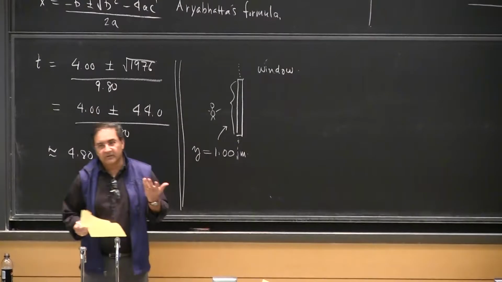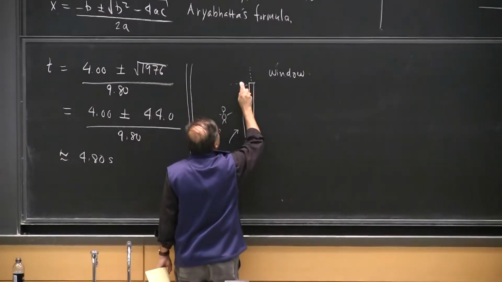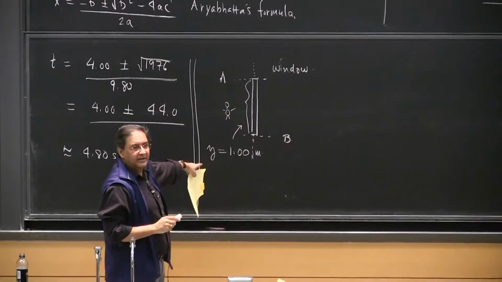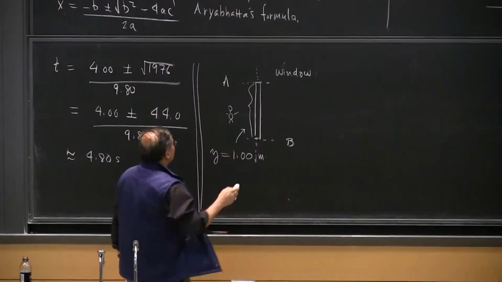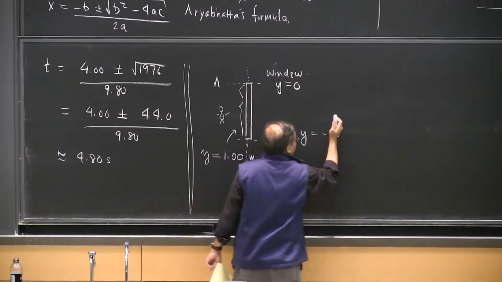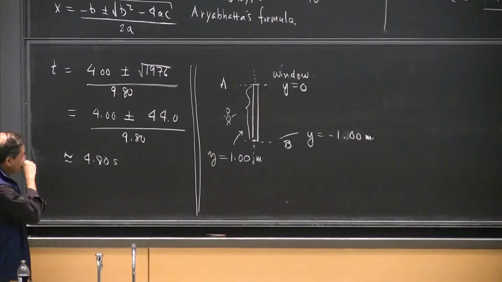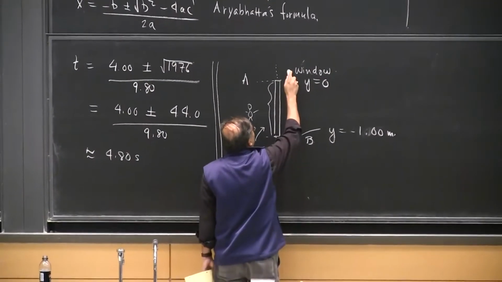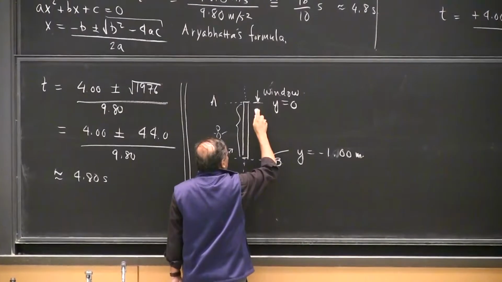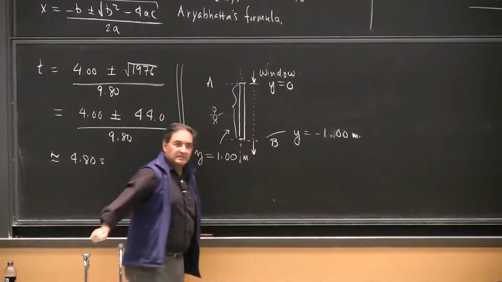Now suppose, since you have nothing to do, you're watching out the window, you see something fall. Let's label things a little bit. Let's call this A, let's call this B. Since I'm measuring Y, most likely I'll have to play with displacement, so I will make this my Y equals 0 point, which means that this will be my Y equals minus 1.00 meters point. Now you see something fall. Whatever is falling, it falls like this. You catch a glimpse of it as it enters your field of vision, continues on, and then obviously disappears from your field of vision.